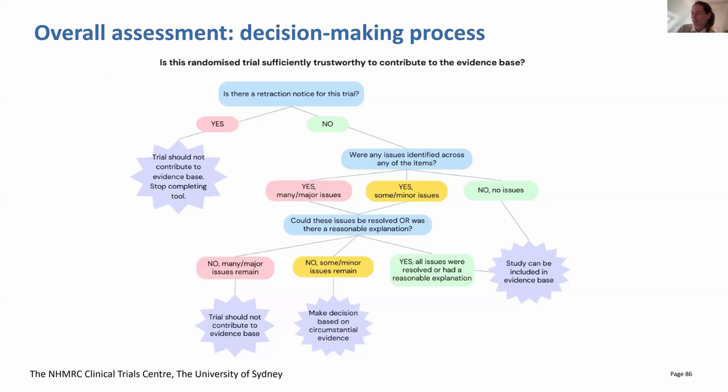Otherwise, we really differentiate between major and minor issues. Sometimes one really, really major issue can be enough to exclude a trial, where sometimes a few minor ones can be easily resolved and are fine. We do try to check in with trialists as well if we have questions. Some things can be resolved quite easily with them.